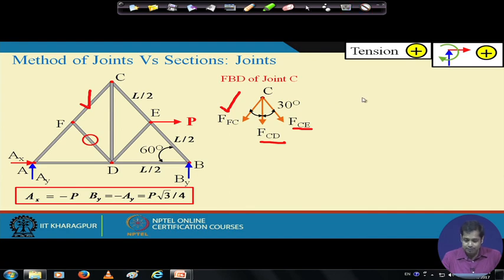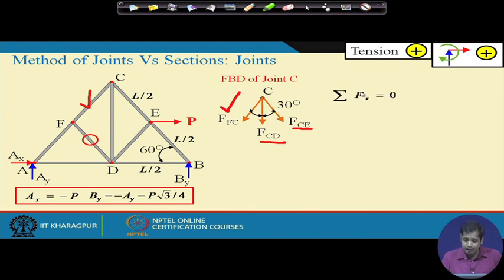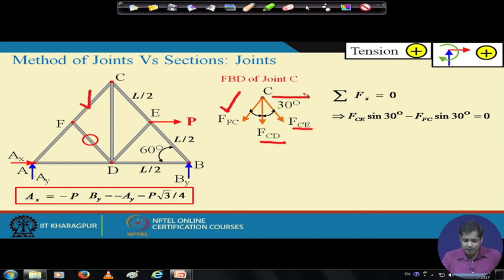So let us write the equilibrium equations. First equilibrium equation is Fx equal to 0. Now what are the components we have in the x direction? The component of FC, component of CE. For CD, there will be no component because it is in the y direction. Component of FC is in this direction, and as per our sign convention this is positive, and then component of CE is in this direction, and as per our sign convention this is negative.